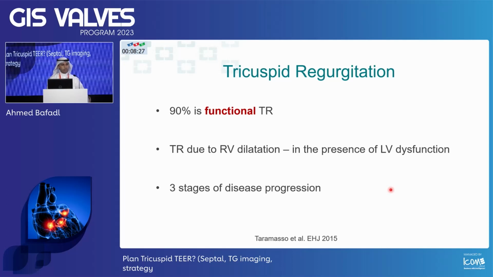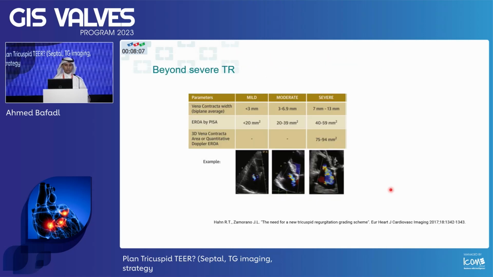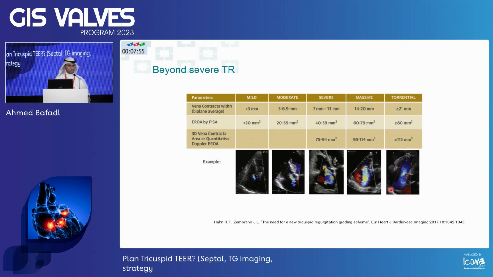As we know, the TR is mostly functional. It usually starts from the left side to the right side. If you have progressive TR, it starts mild, increases to moderate, then you have RV dilatation, then the cascade starts with more tethering and more pulmonary hypertension. If you follow the tricuspid community, you'll see that even severe is now not enough to classify, and the community is adding massive and torrential based on the ERO and the 3D vena contracta, because this will affect the prognosis and the future management plan.